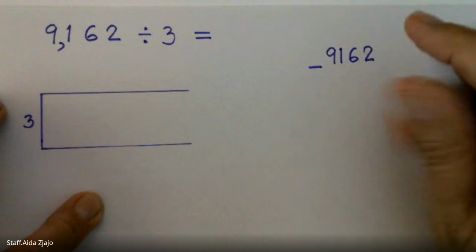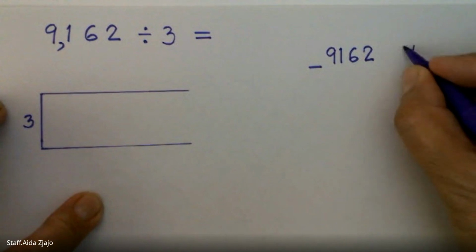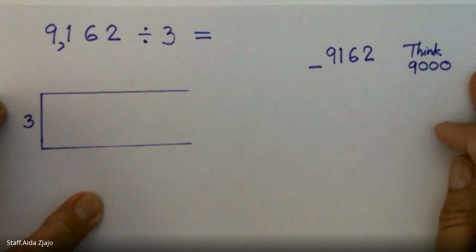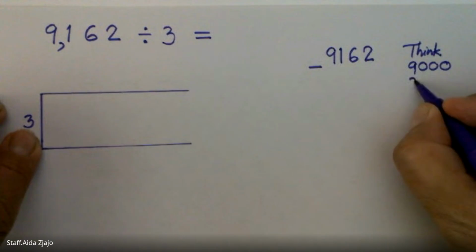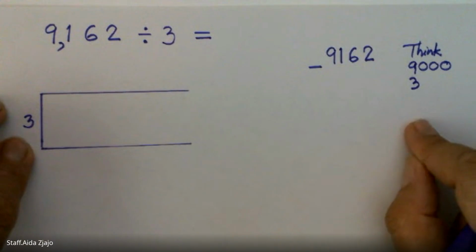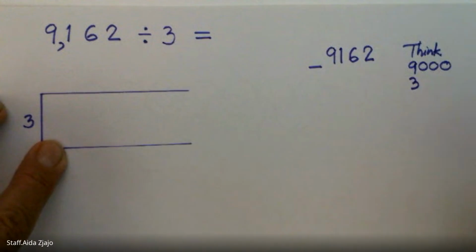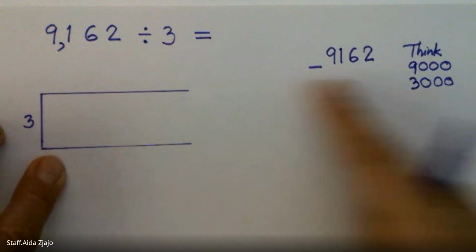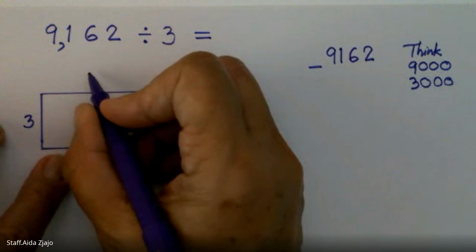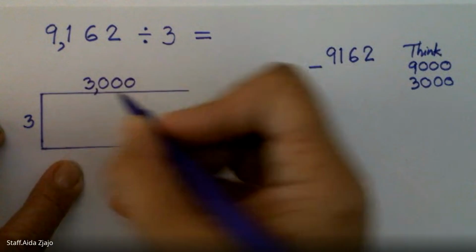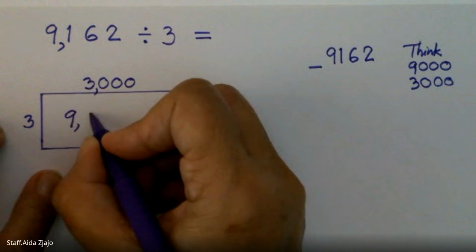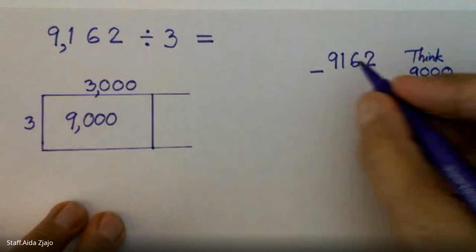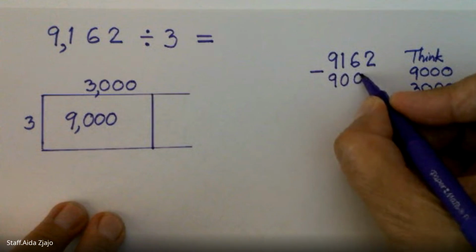So now, instead of 9,162, I'm just going to think 9,000. 3 times 3 is 9, but I need 9,000, so 3 times 3,000 will give me 9,000. So I need to put here 3,000. And 3 times 3,000 is 9,000. I can close this part of the area, and then I can subtract the 9,000 I give away.